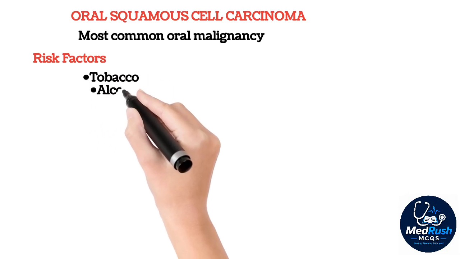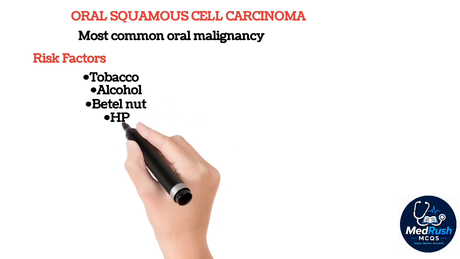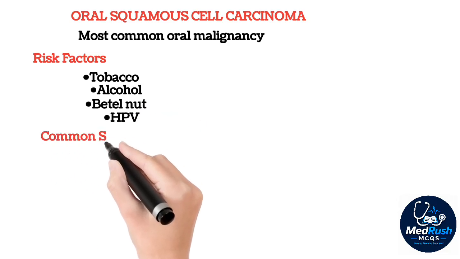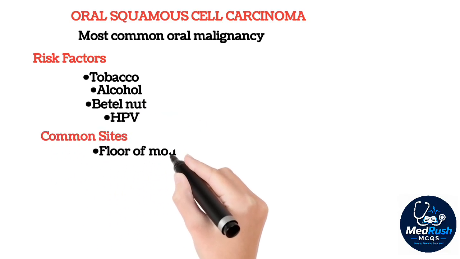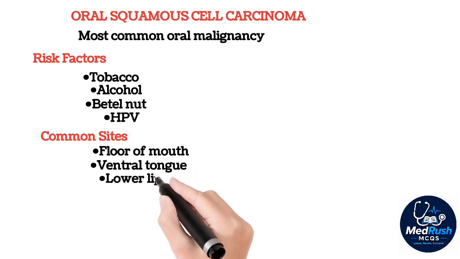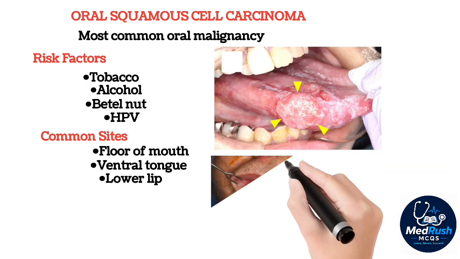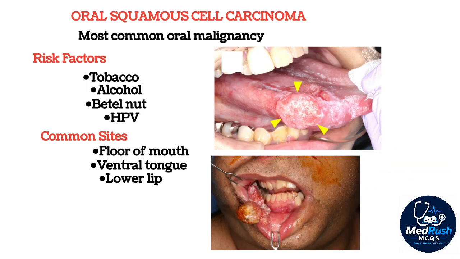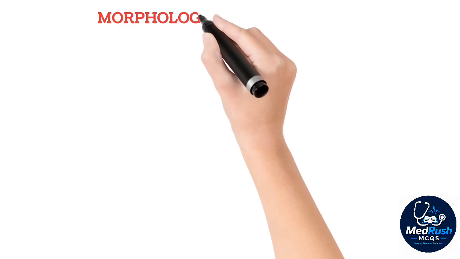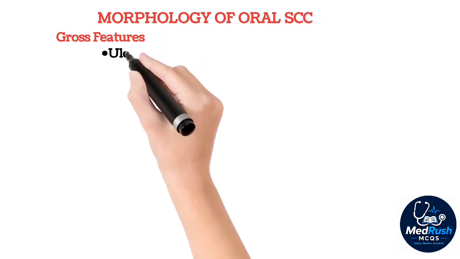Oral squamous cell carcinoma is the most common malignant tumor of the oral cavity. Major risk factors include tobacco smoking, alcohol consumption, betel nut chewing, and HPV infection. Common sites include the floor of the mouth, ventral surface of the tongue, and lower lip. Early diagnosis is very important because delayed presentation worsens prognosis.